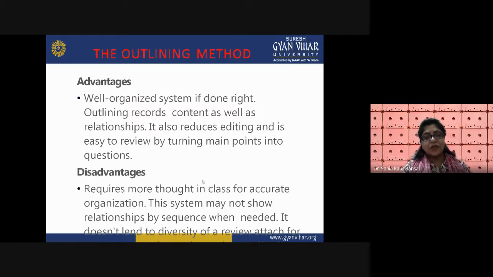Now, if we are talking about advantages, the outlining method has some disadvantages also. It requires more thought in the class for accurate organization. That means it is time consuming. When your teacher is teaching and you are outlining your thoughts all the time, grouping one content into subgroups and main points, it requires more thought process. And if any student is lacking that thought process, how can he or she outline the notes in a systematic way? The system may not show relationship by sequence when needed, so it doesn't lead to diversity of review. So just remember, students, the outlining method is a beautiful method if it is done in the right way.